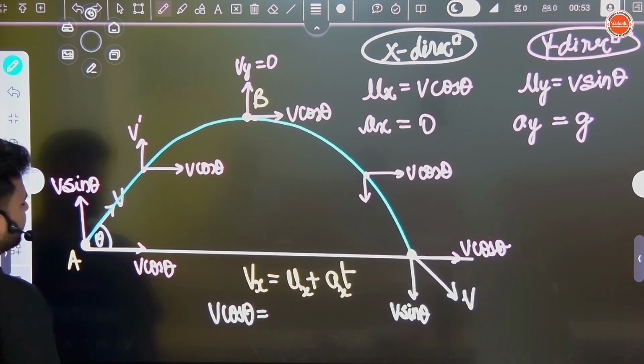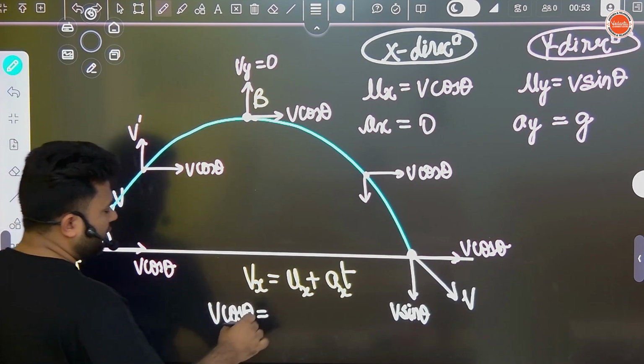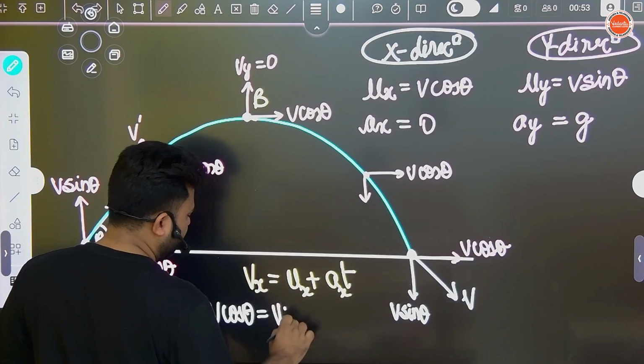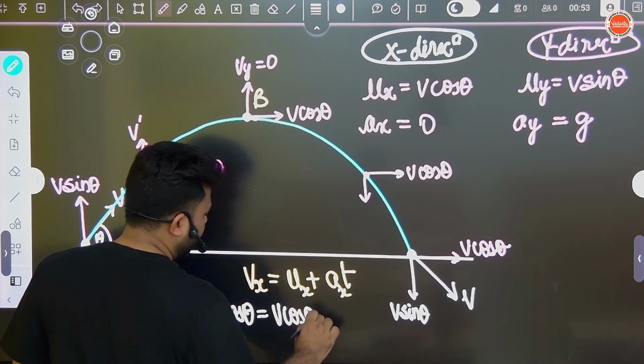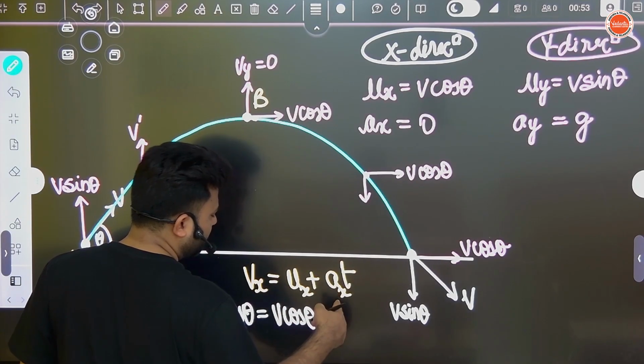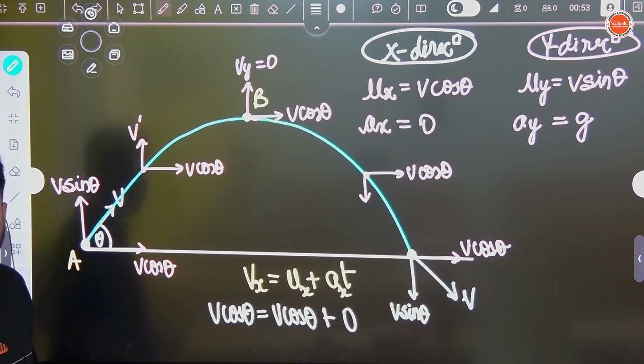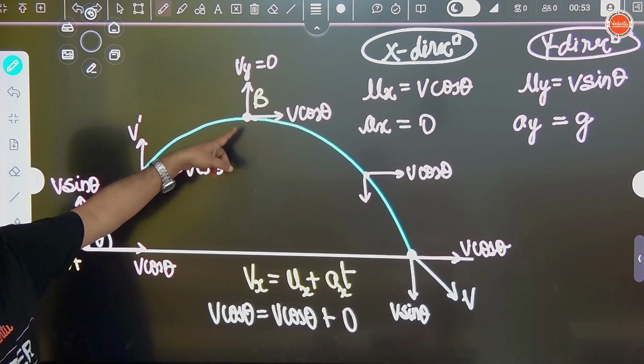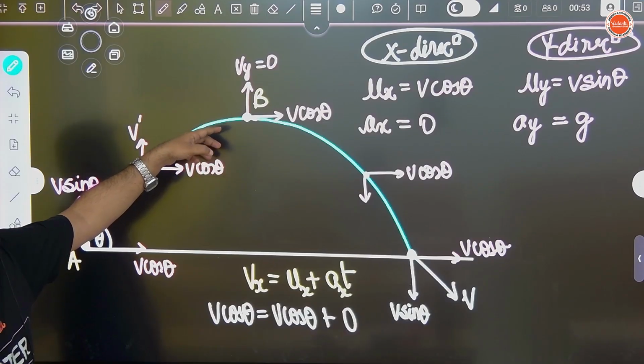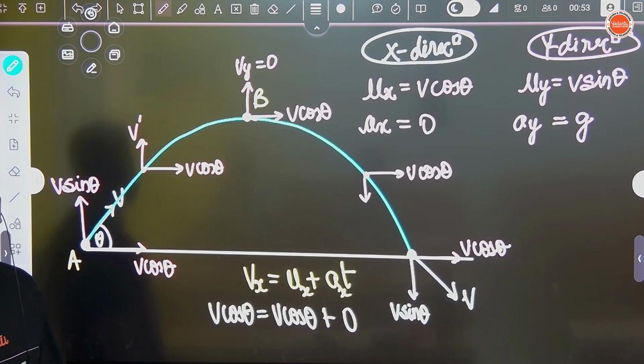Initial velocity in x direction, v cos theta. See what is going to happen, v cos theta. Acceleration in x direction is 0, so this will be 0. So v cos theta equals v cos theta. You are getting nothing. They ask the time it takes to move to the maximum height.